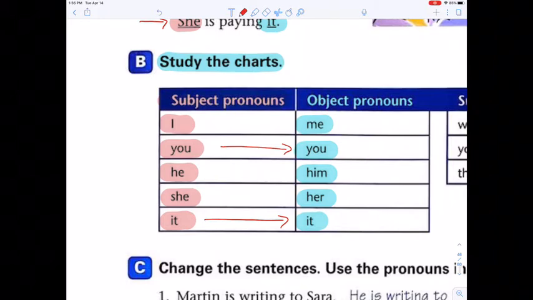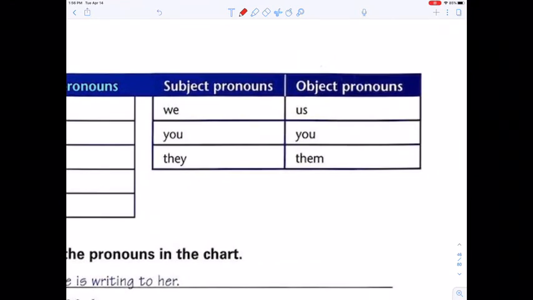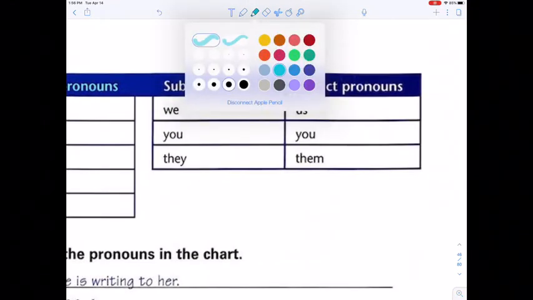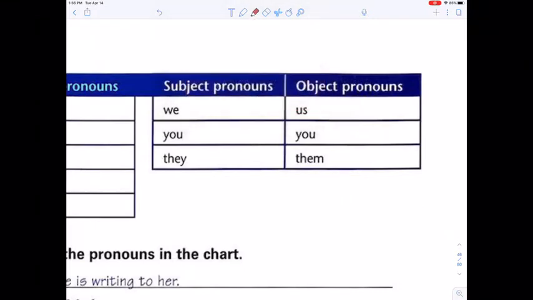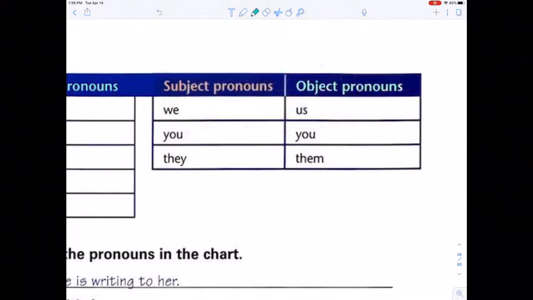These are all for one person or one thing. This is what we call singular, just one. But what about for plurals? This means there's more than one. Well, we have subject pronouns for plural and object pronouns for plural.